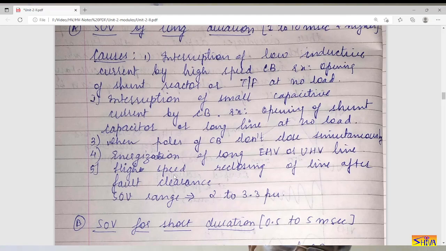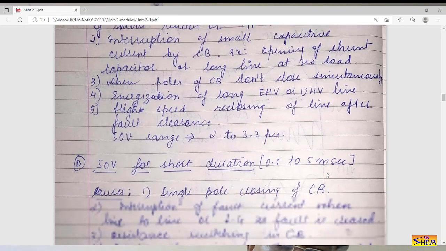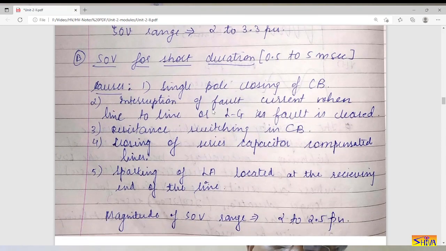And fifth is high speed reclosing of line after fault clearance. And the magnitude of these switching over voltages due to these causes ranges from 2 to 3.3 per unit. Next is switching over voltages of short duration. The duration is 0.5 to 5 milliseconds.